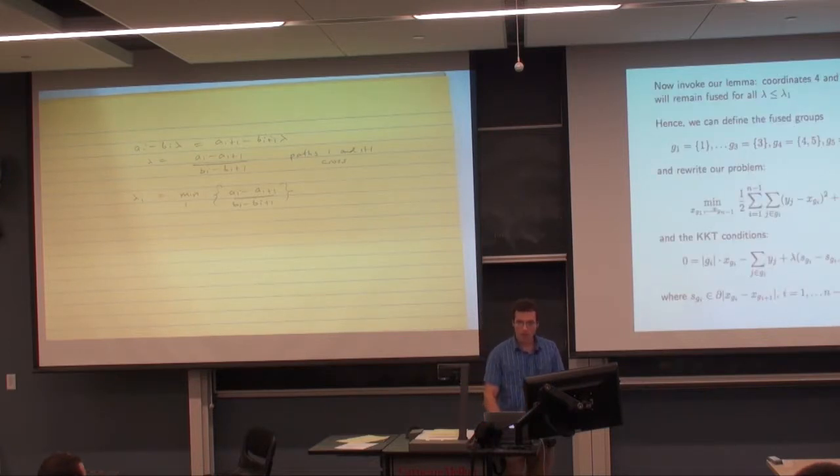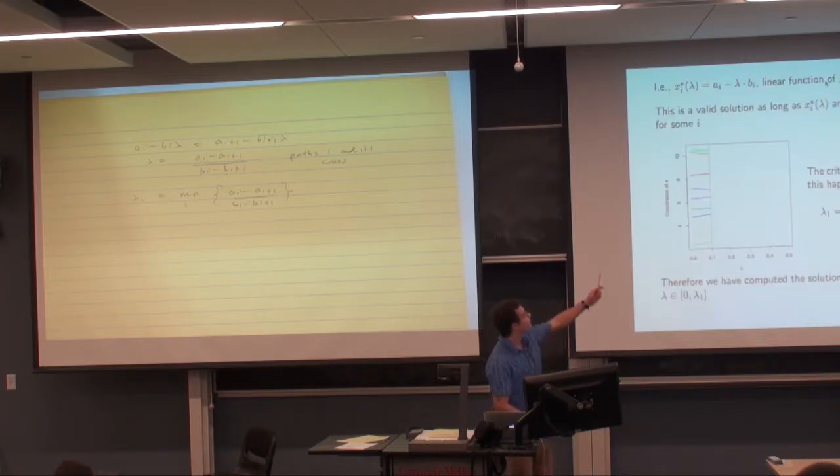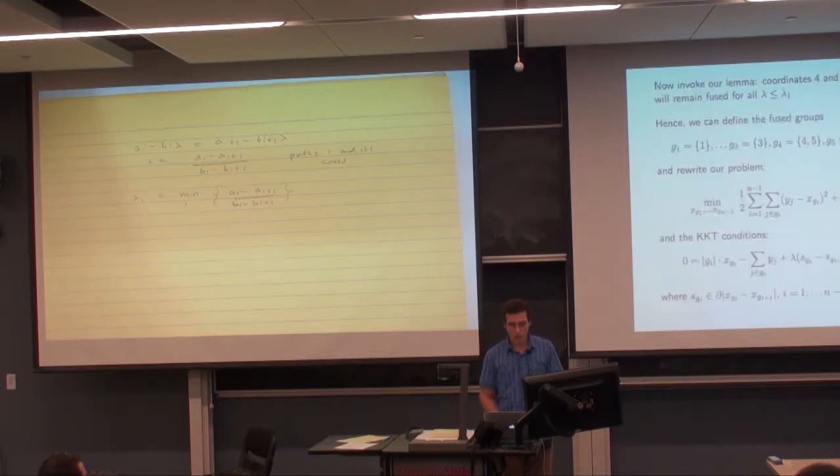So now we're going to invoke our lemma that we learned. Coordinates 4 and 5, which are these top two coordinates here in the picture, it looks like maybe green and light blue, but they're very similar colored. Because they were fused at this value of lambda 1, we know from our lemma that they're never going to unfuse for bigger values of lambda. They're going to be the same. So I can go back to my optimization problem and define groups of coordinates. The first group just contains the first coordinate, the second and the third the same. The fourth group contains, say, the fourth and the fifth coordinates together, because I know they're going to be fused, and so forth.